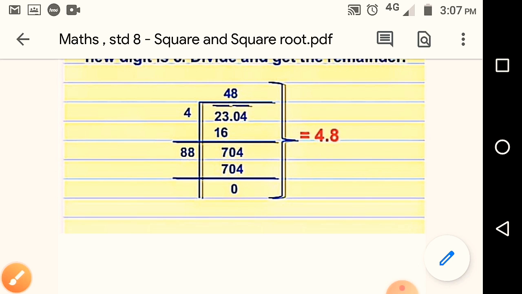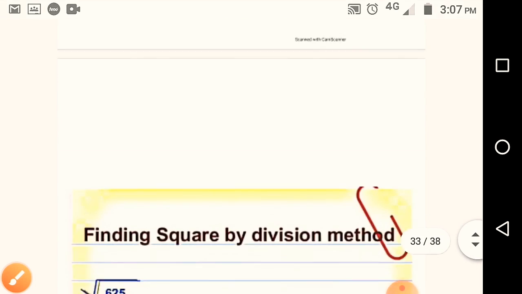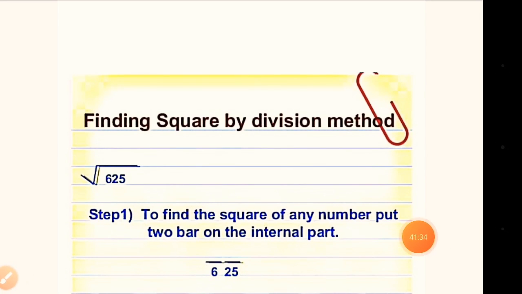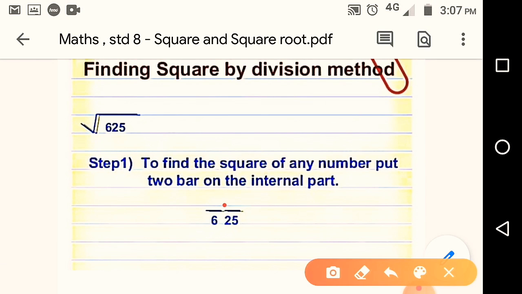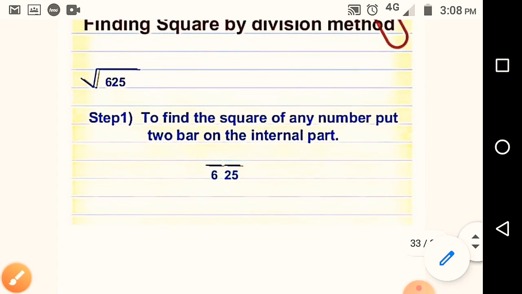Okay, so this was the division method for decimal numbers. Now this is another example of finding the square root by the division method. Again 625 is given. One more example: again draw the bar. I told you to start from the back side and make 2 pairing. So after making a pairing of this 25, now only one digit is left, 6. So we have to start with the one digit, 6.